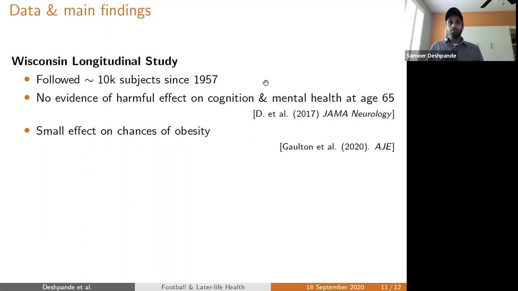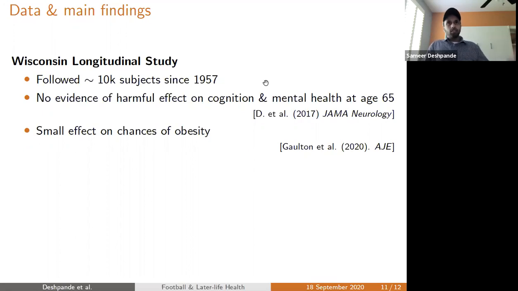We then, in a follow-up paper that came out earlier this year, looked at a couple of different outcomes, like whether football players experienced more pain at age 65, or whether they had higher body mass indices during adulthood. And what we found was that there was no evidence of harmful effects on pain outcomes, but there was a small effect on the likelihood of being obese in adulthood for football players. When we found these, we were pretty shocked. We thought we were going to find some really huge effect. And so we were pretty stumped about how we could reconcile this with public understanding.